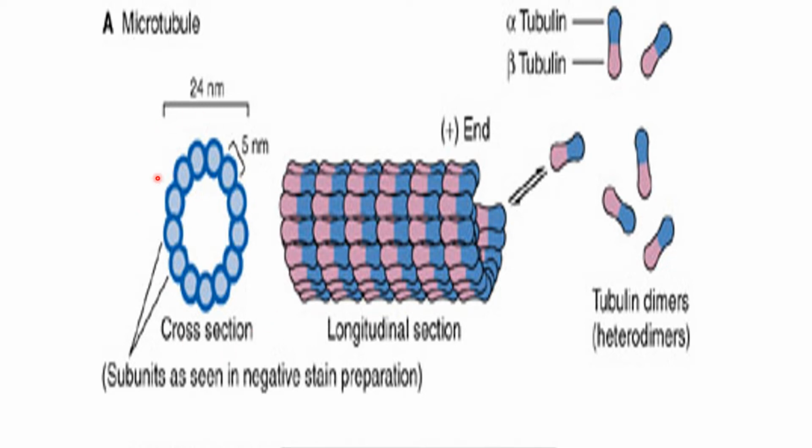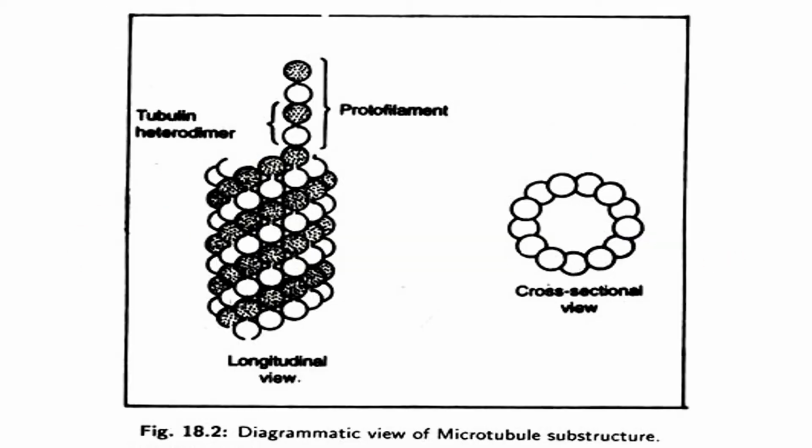This is in a TS section or cross section of one microtubule formed of 13 protofilament. One microtubule formed of 13 protofilament. Again, alpha and beta tubulin join together, forming one protofilament. 13 protofilament form one microtubule. If you count this TS section, you'll find that's formed of 13 protofilament.